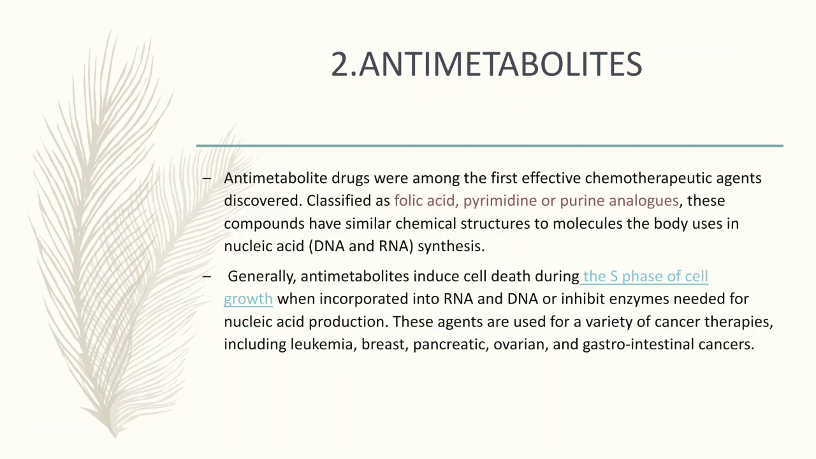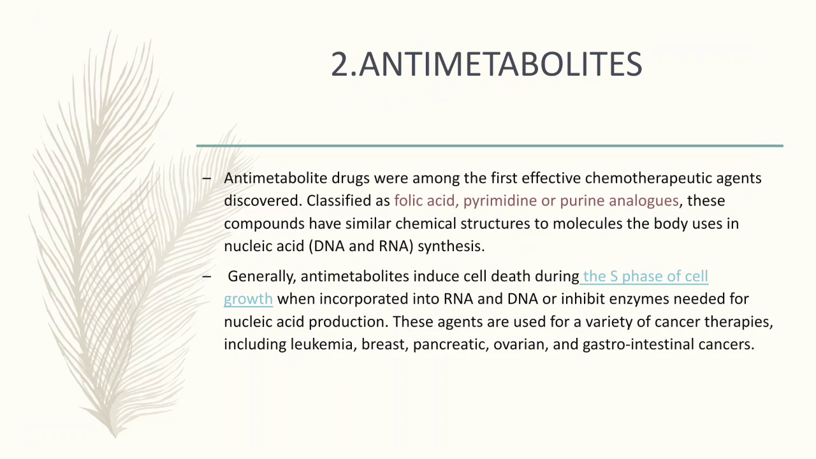Antimetabolites. Antimetabolite drugs were among the first effective chemotherapeutic agents discovered. These are classified as folic acid, pyrimidine, or purine analogues. These compounds have a similar chemical structure to molecules that the body uses in nucleic acid synthesis, that is DNA synthesis and RNA synthesis. Generally, antimetabolites induce cell death during the S phase of cell growth when incorporated into RNA and DNA, and inhibit the enzymes needed for nucleic acid production.